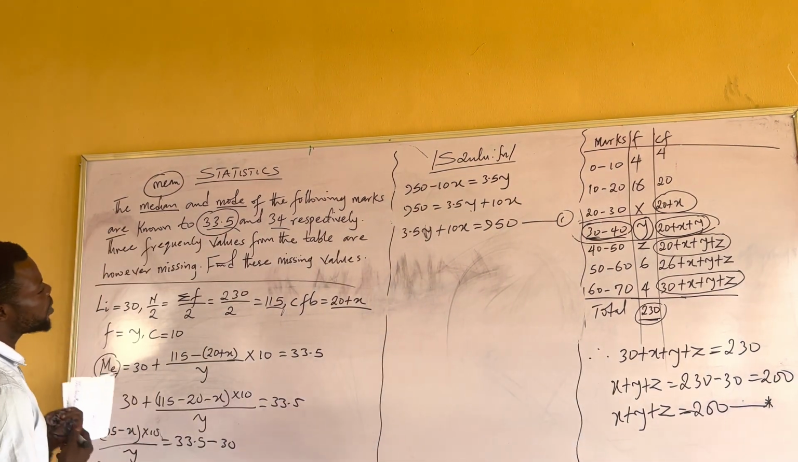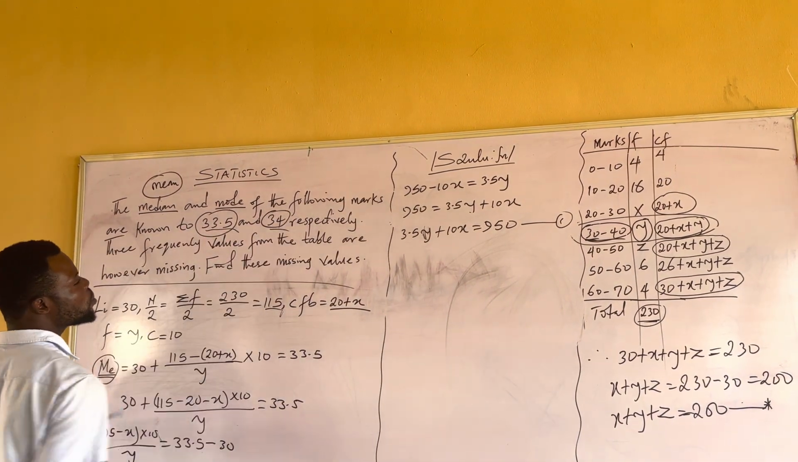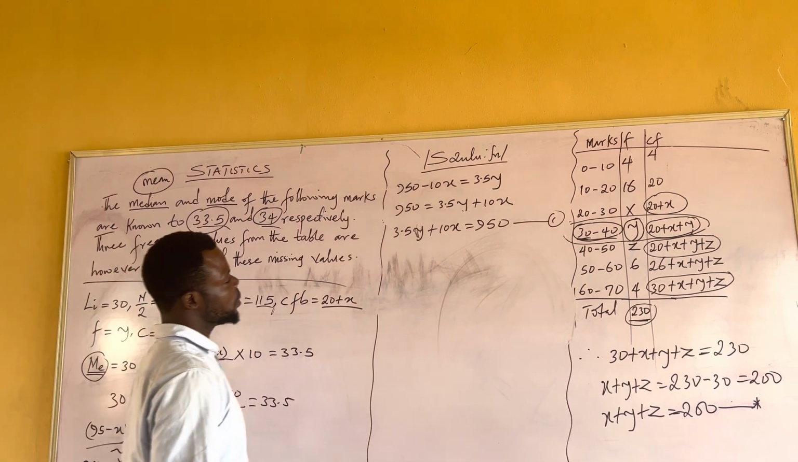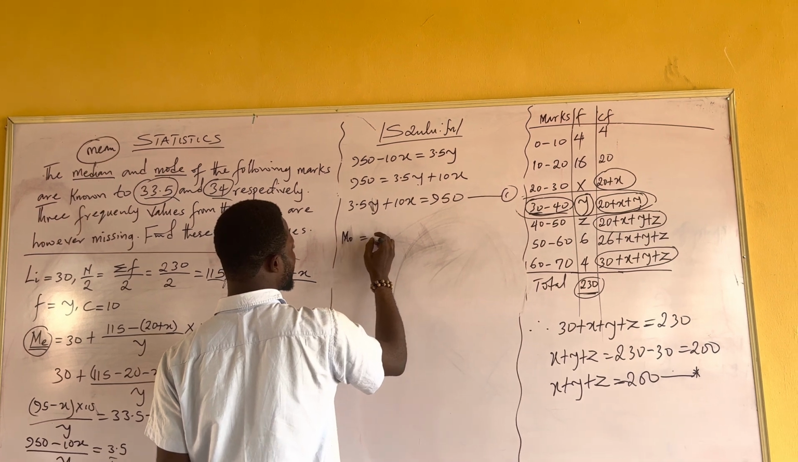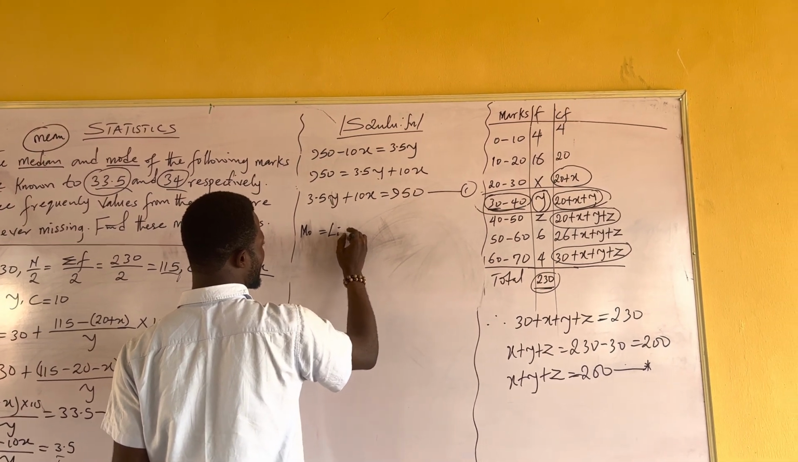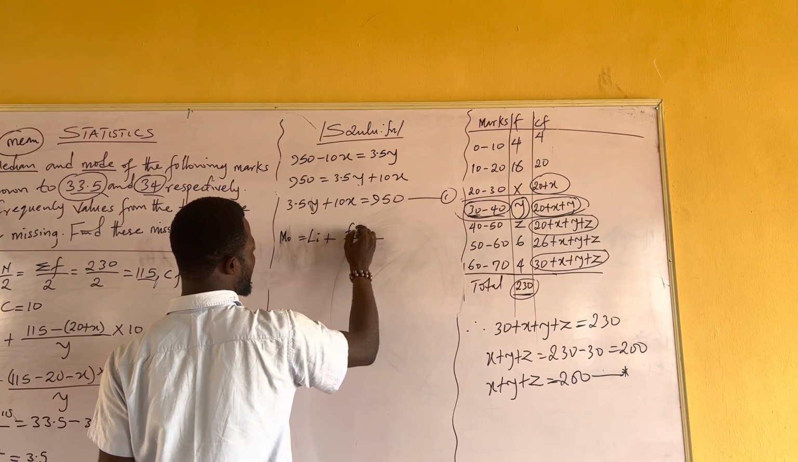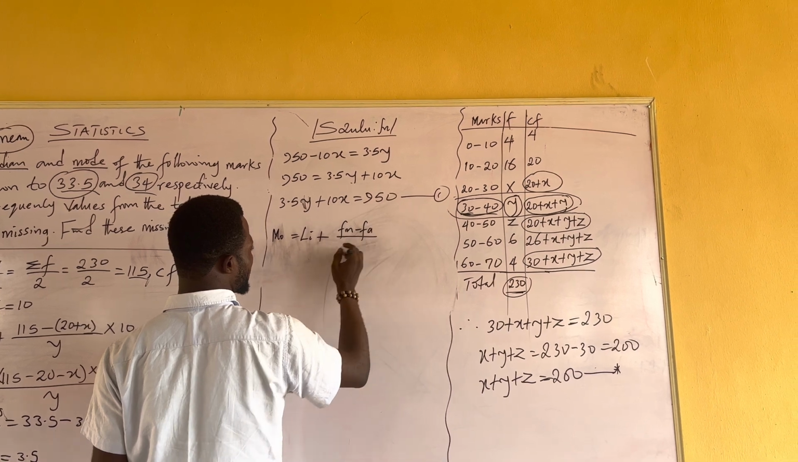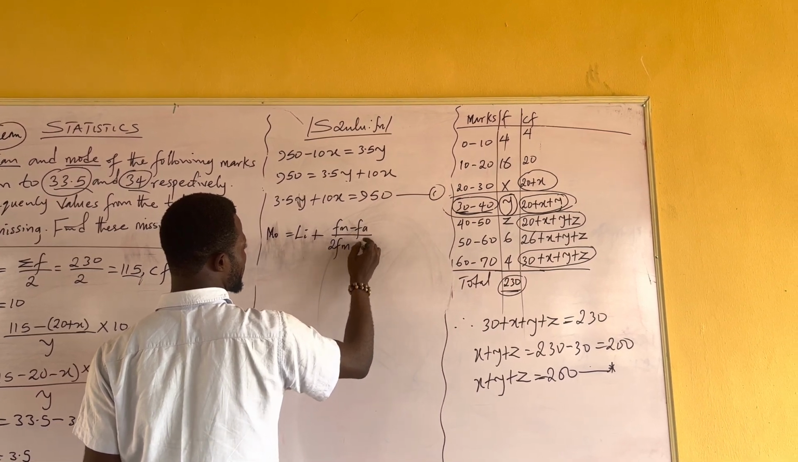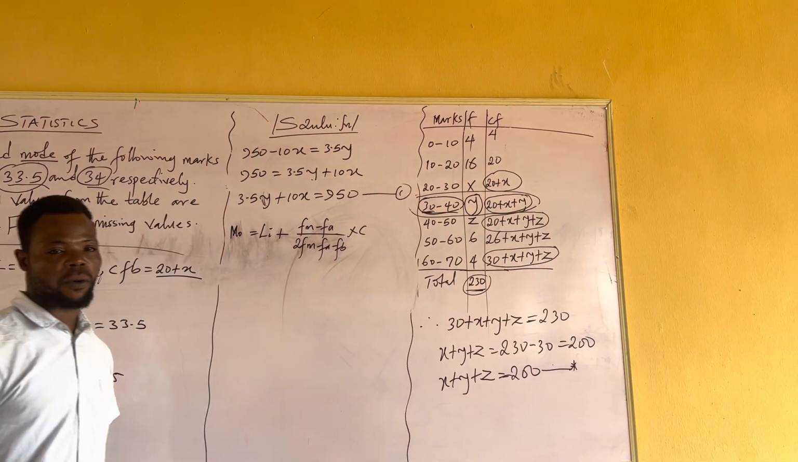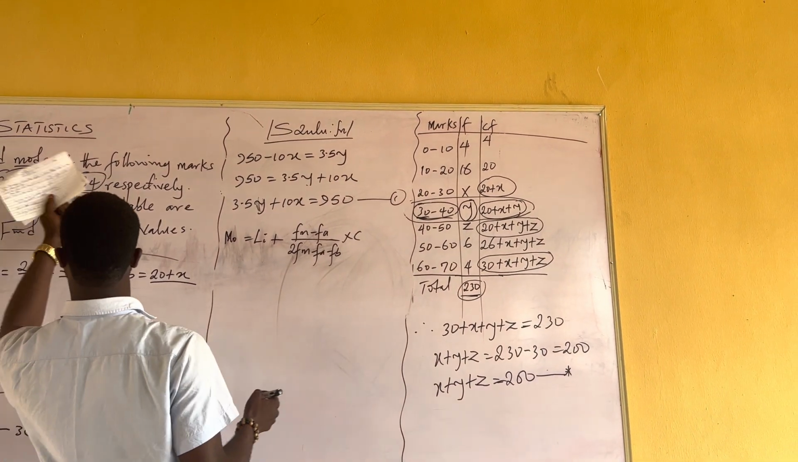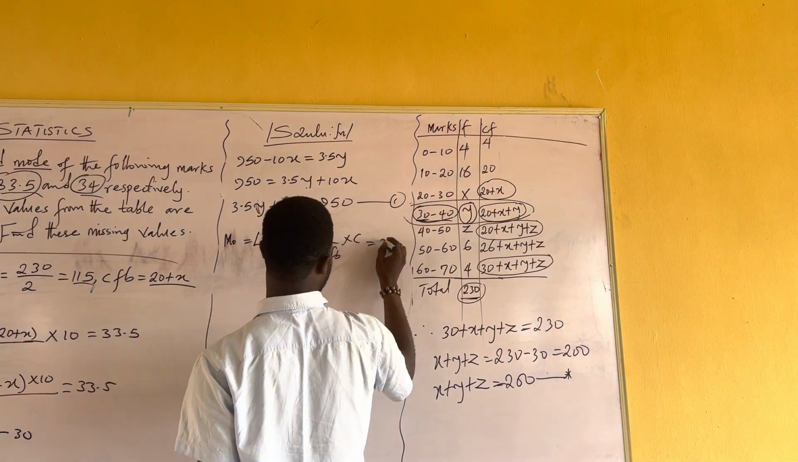We are also given information concerning the mode of the table. So mode is equal to Li plus (Fm minus Fa) over (2Fm minus Fa minus Fb) times C. This is the formula for mode, and it's given to be 34. We equate it to 34.